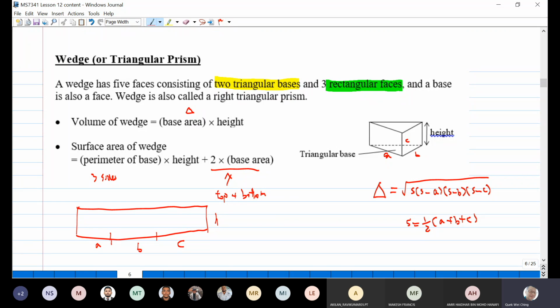Height here. Okay, this is actually A plus B plus C, then times height. So basically, this is A plus B plus C, then times height. Okay, then if we have a triangle base, just add the top and bottom area. So this is how to find the area of a triangular prism.